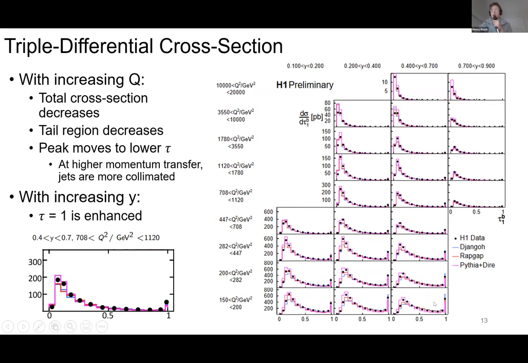As you increase y, you can see that this peak at tau equals 1 tends to increase in size a little bit. And that's from just the kinematics favoring the case where both jets end up in the beam hemisphere in the Breit frame.